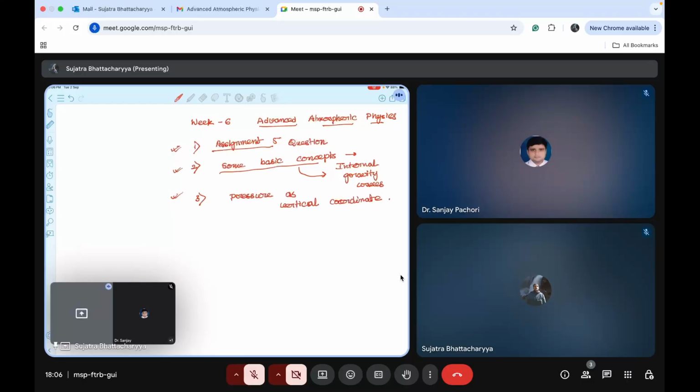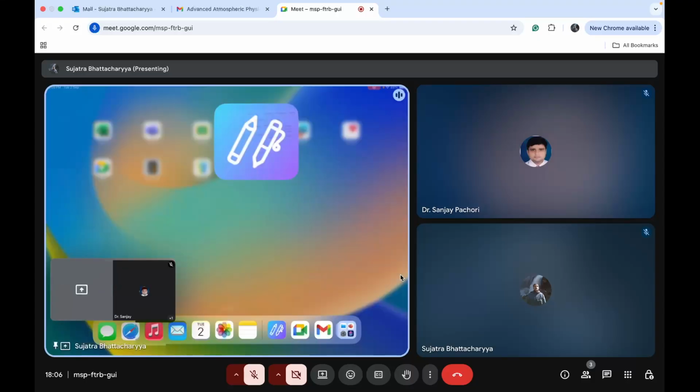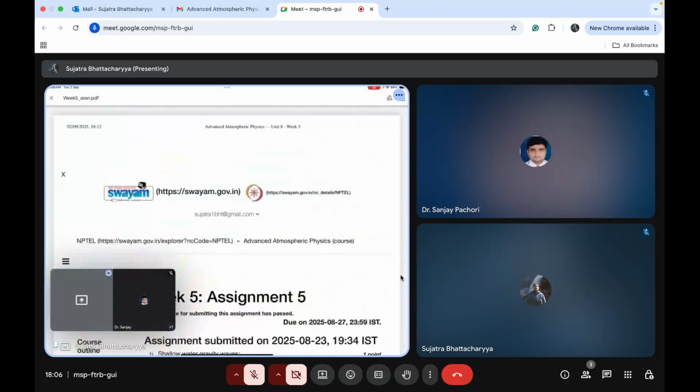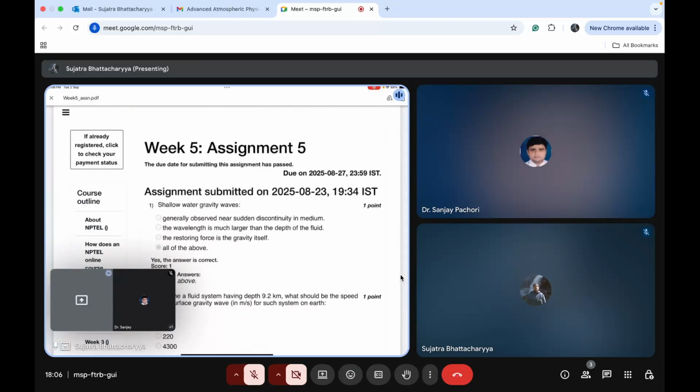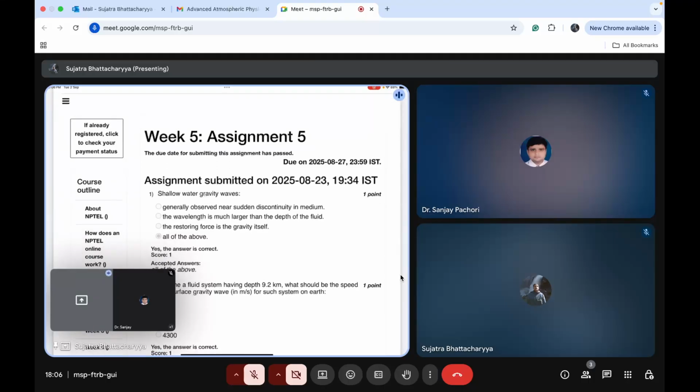Okay. So first we will look at the assignment five questions. Just a little bit of discussion, will not go into much detail. So if you see the first question, it asks about shallow water gravity waves.